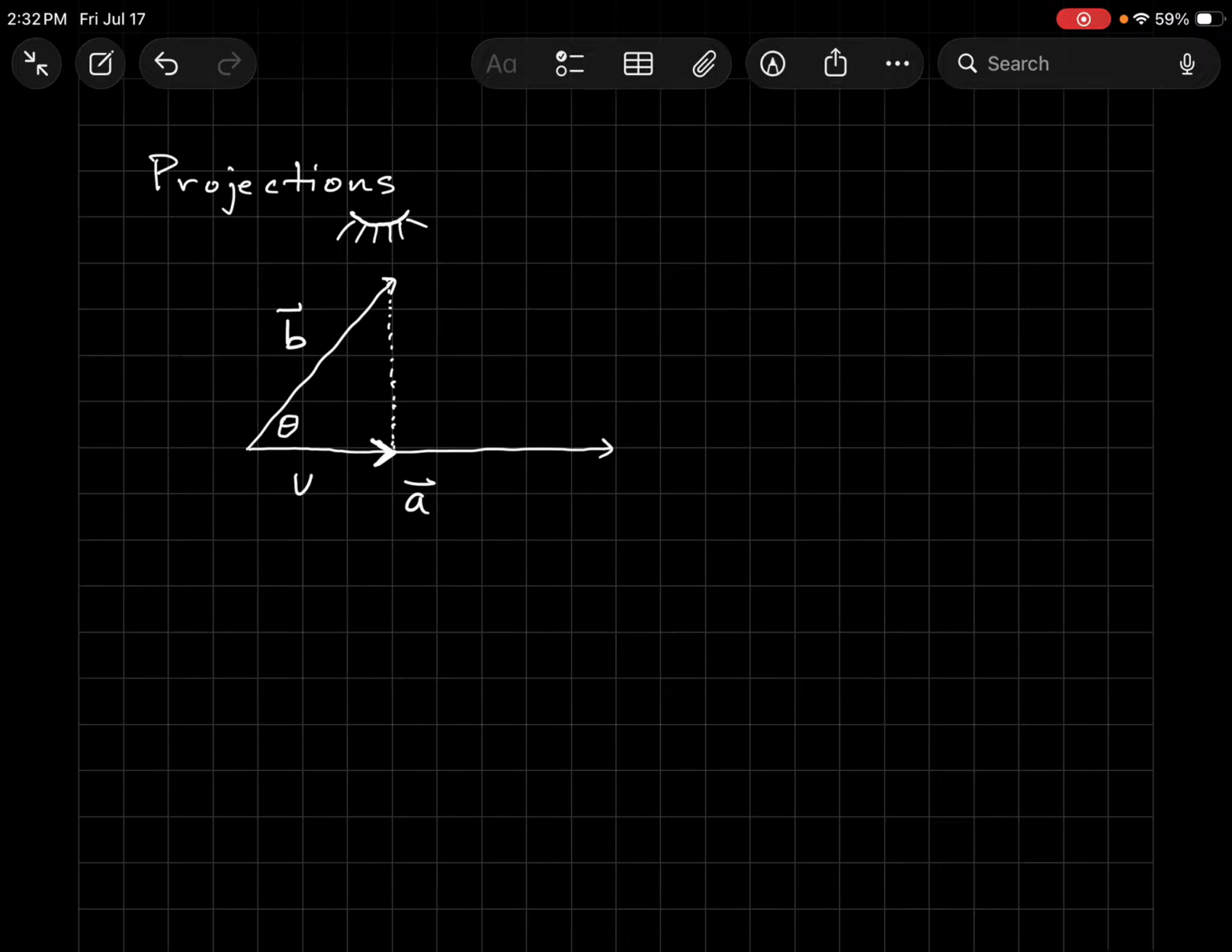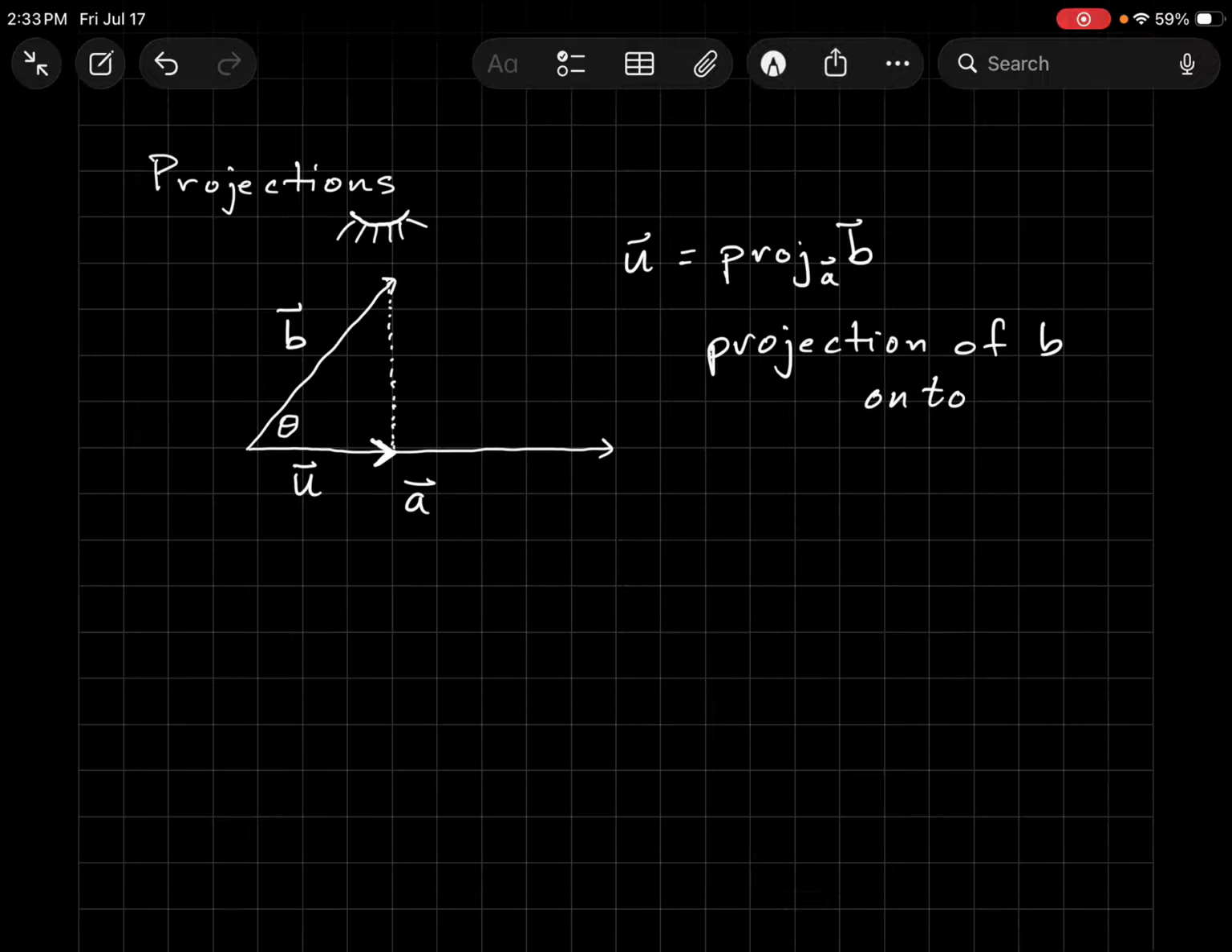So this vector here I'm going to call U. And we call that vector the projection of B onto A. And I'll write it out in words: the projection of B onto A. And just to make it intuitive, I like to think of it as a light source, where this projection is the shadow that's cast onto the other vector.